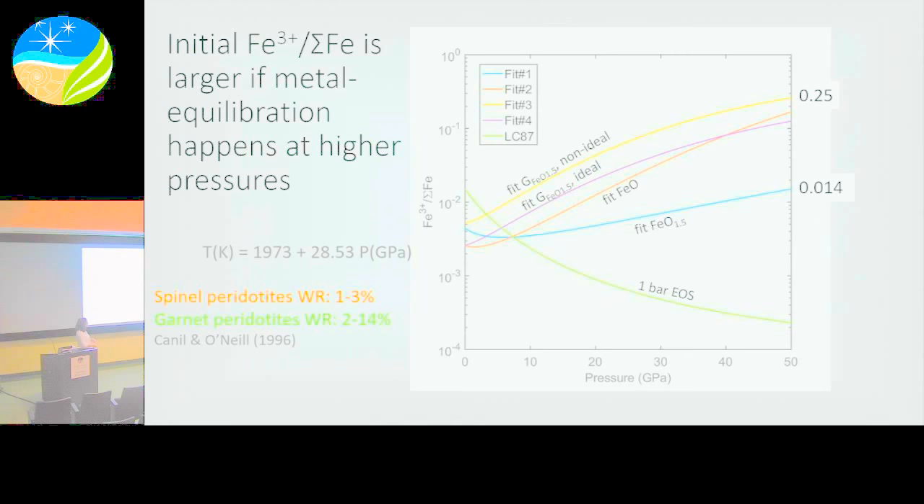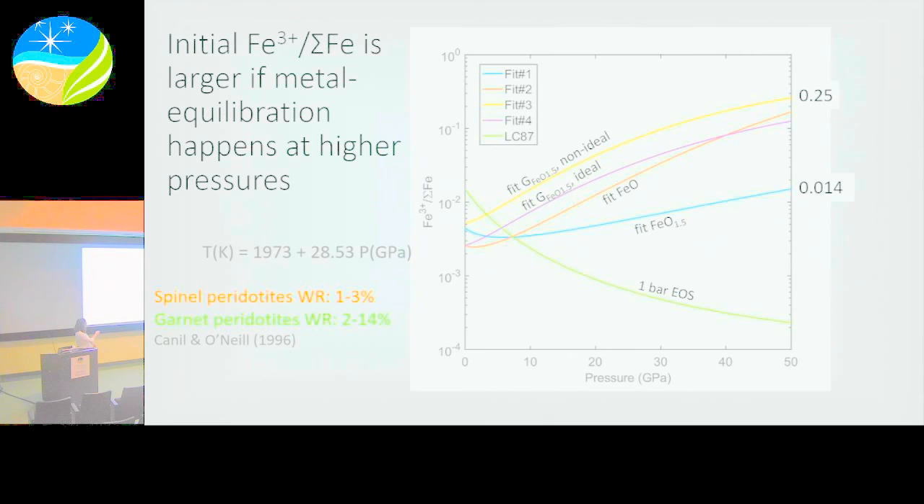So the green curve here is the iron 3 plus abundance you get using the Lange and Carmichael and Kress and Carmichael equations of state. So this explains why people have up to now really ignored iron 3 plus in the magma ocean, because it's pretty small if you just take this low pressure data and try to calculate how much it is. That's pretty negligible. From these fits to the Zhang et al. data, though, you can see that in contrast, we're getting the lowest abundances at low pressure.